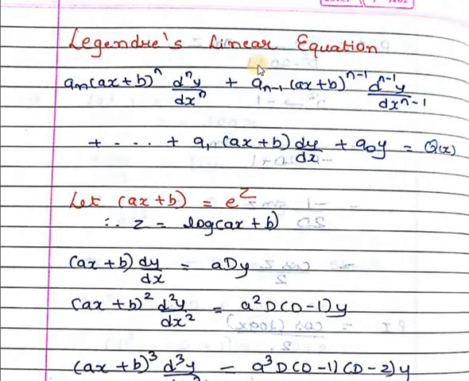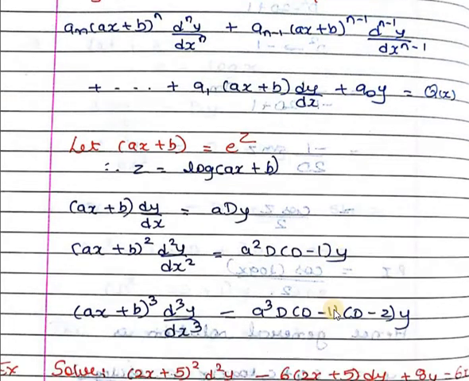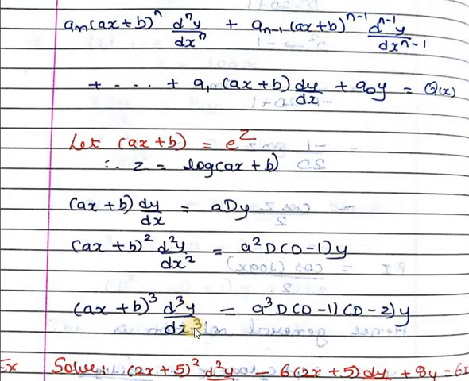This way Legendre's linear equation will be converted in the form of z. So if we are converting the Legendre's linear equation in the form of z, then (ax+b) dy/dx will be converted into a D y. In the same way, (ax+b)^2 d^2y/dx^2 will be converted into a^2 D(D-1) y, and (ax+b)^3 d^3y/dx^3 will be converted into a^3 D(D-1)(D-2) y.